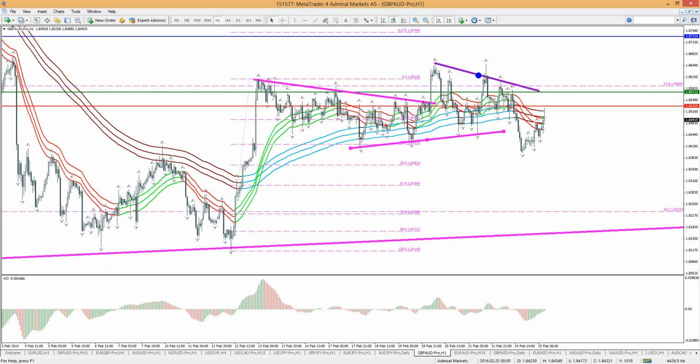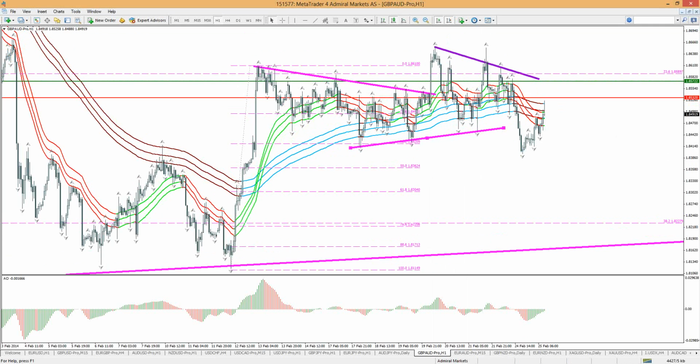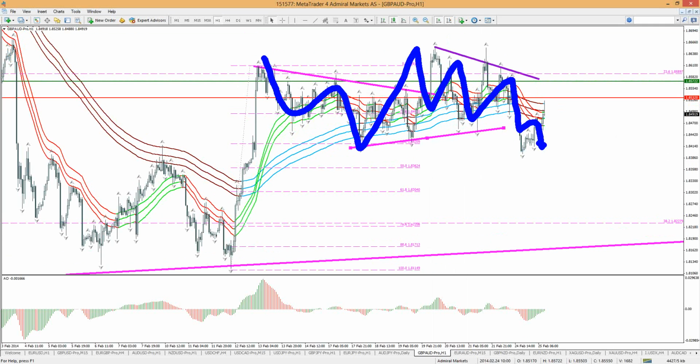Bounce off this support, as we can see, but never got the follow through above this purple, and actually started to make a bigger retrace. So let's see what's happening now. It is a very big choppy move, and it's not as nicely structured as it was.